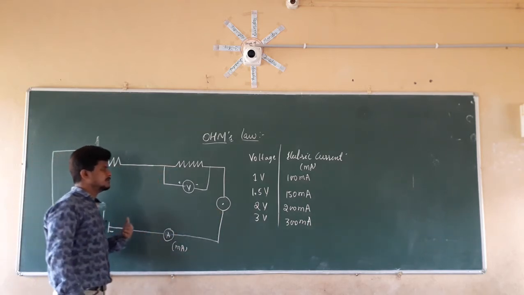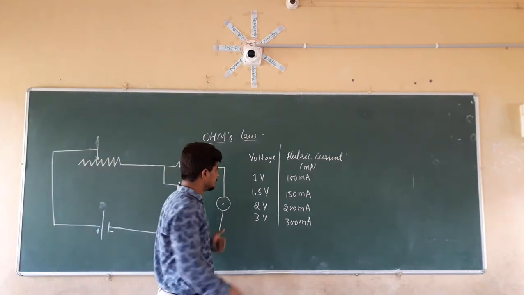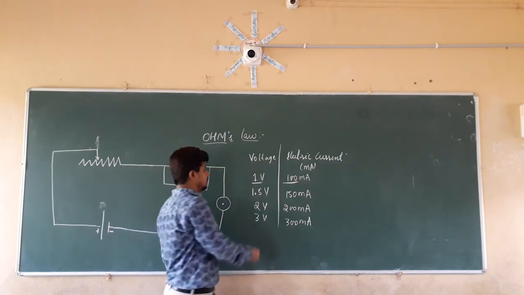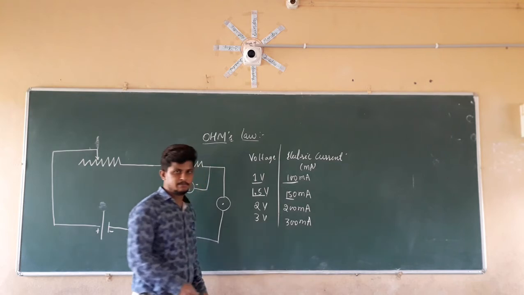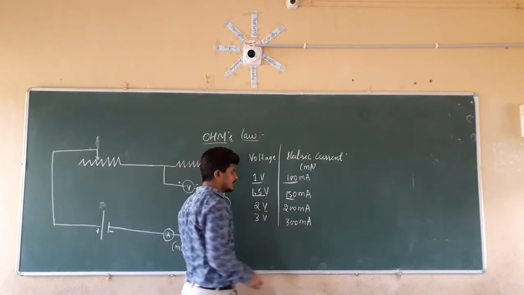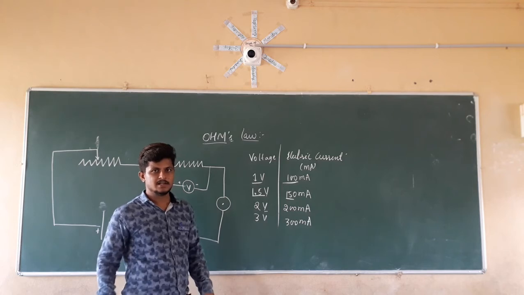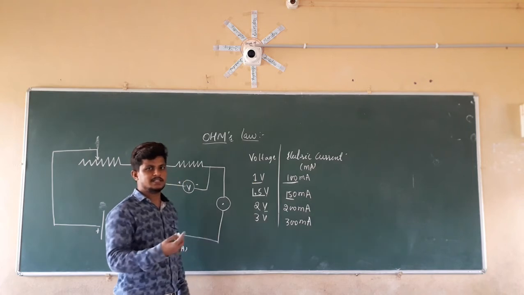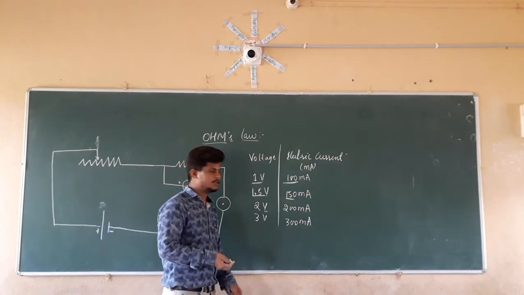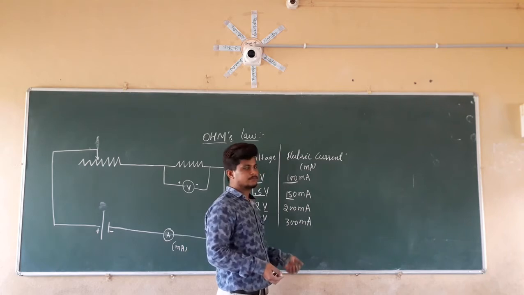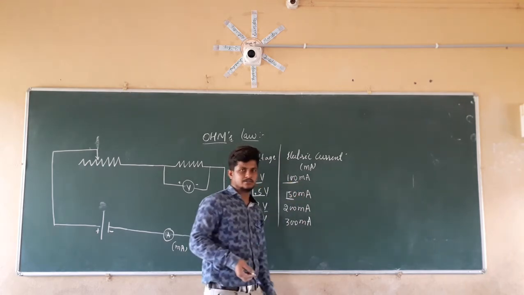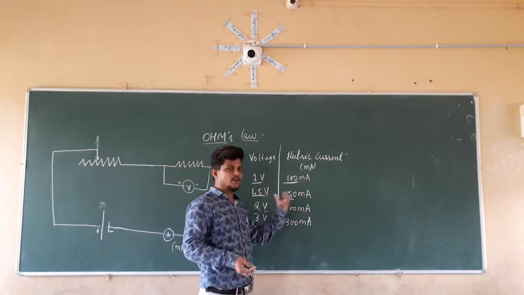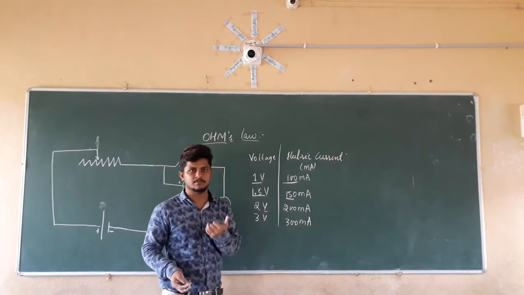So when we check the observations here, for 1 volt, 100 milliamperes current at constant resistance. For 1.5 volts, current becomes 150 milliamperes. For 2 volts, it becomes 200 milliamperes. For 3 volts, it becomes 300 milliamperes. So if you check here, we are increasing the voltage, that is nothing but potential difference. As we increase the potential difference, there is an increase in the electric current also. So this increment according to the voltage is nothing but Ohm's law.